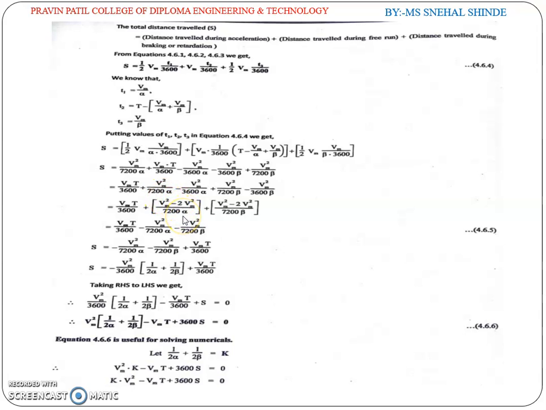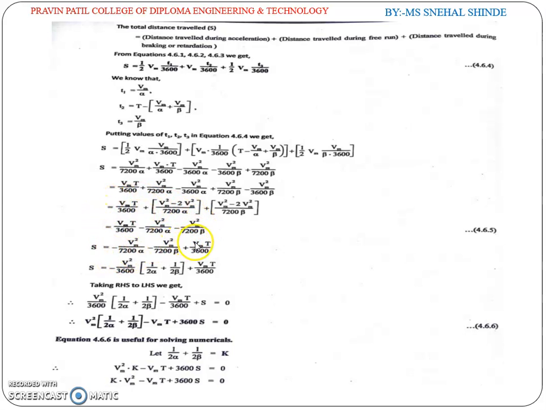7200 alpha. So here we can take this. This is the beta, this is the alpha. So we will take Vm square minus 2Vm square. Then similarly here we will take Vm square minus 2Vm square. Here will be the beta, here will be the alpha. Okay, so next will be this step. So Vm by T. So Vm square minus 2Vm square we get minus Vm square. And here we get similarly minus Vm square.